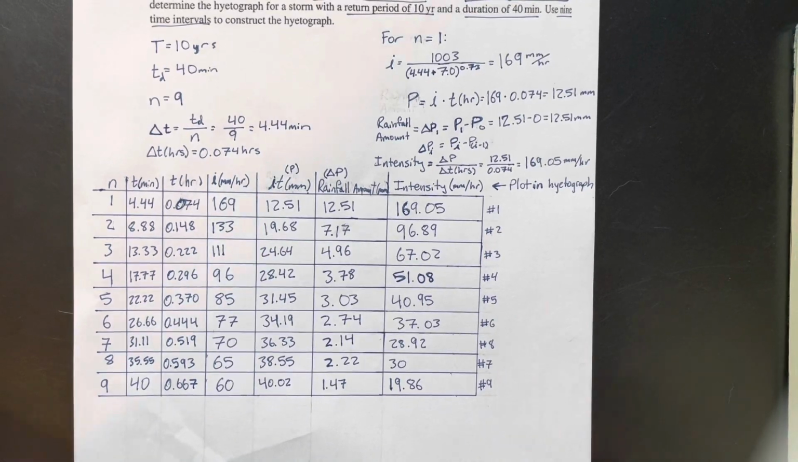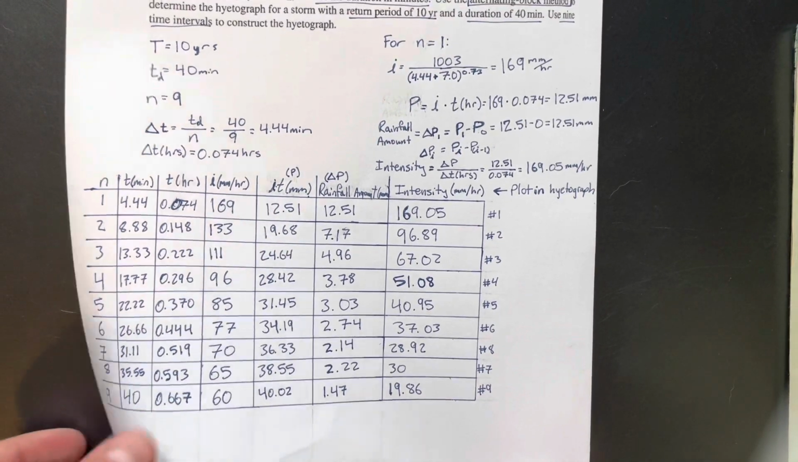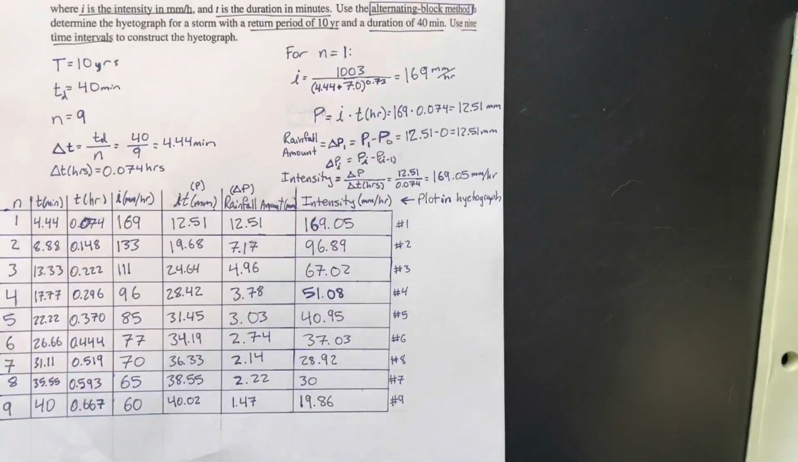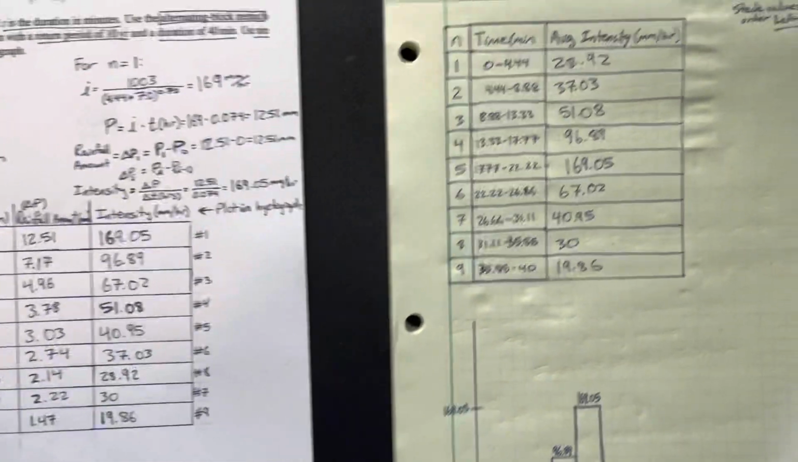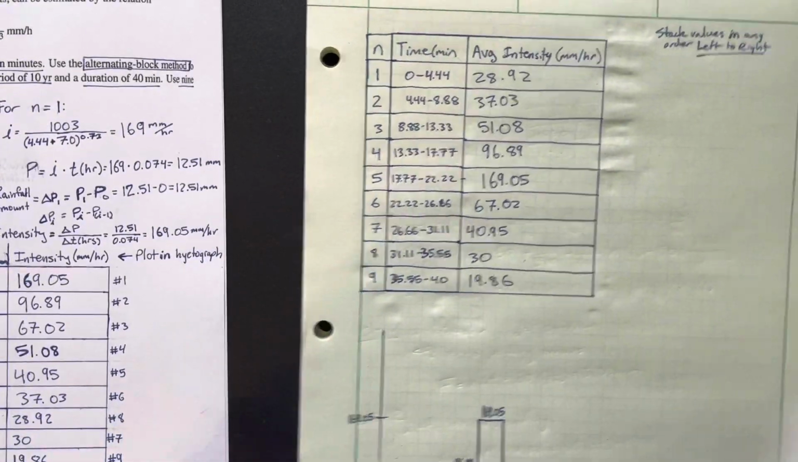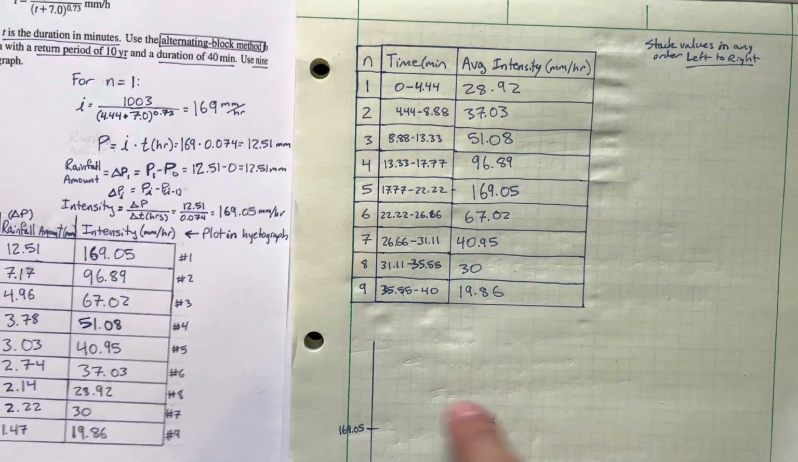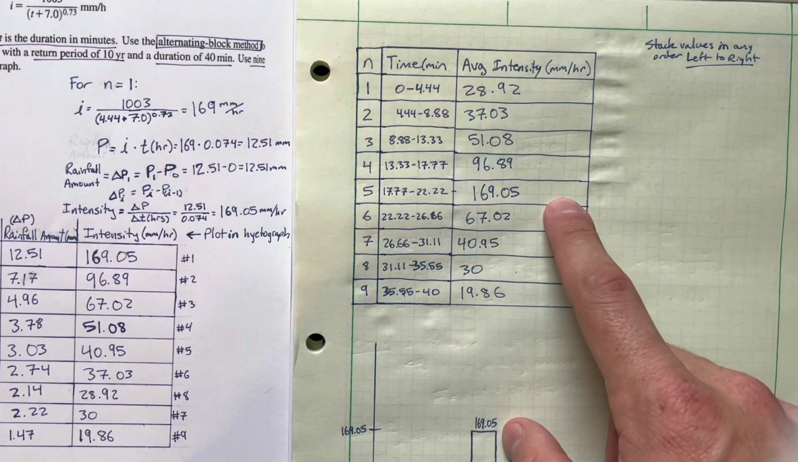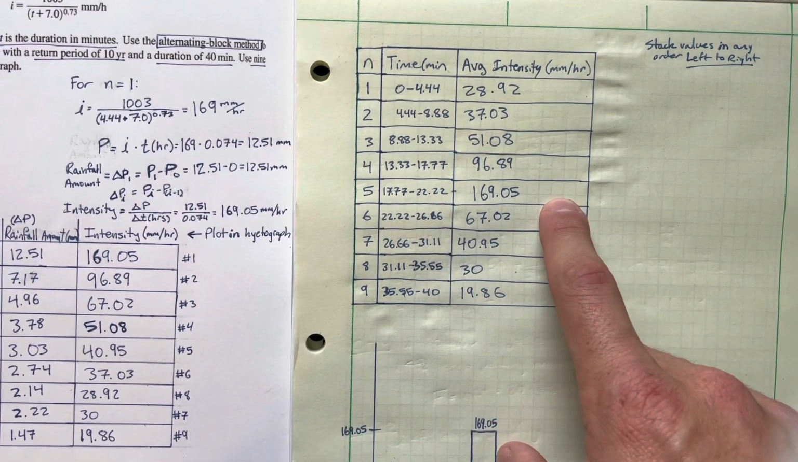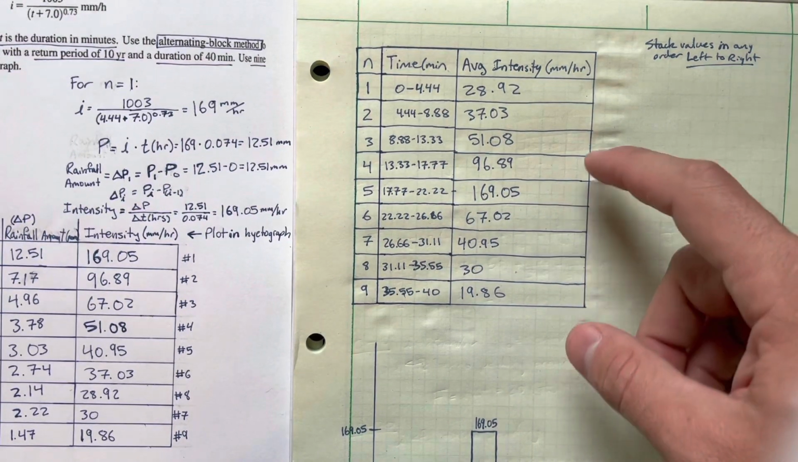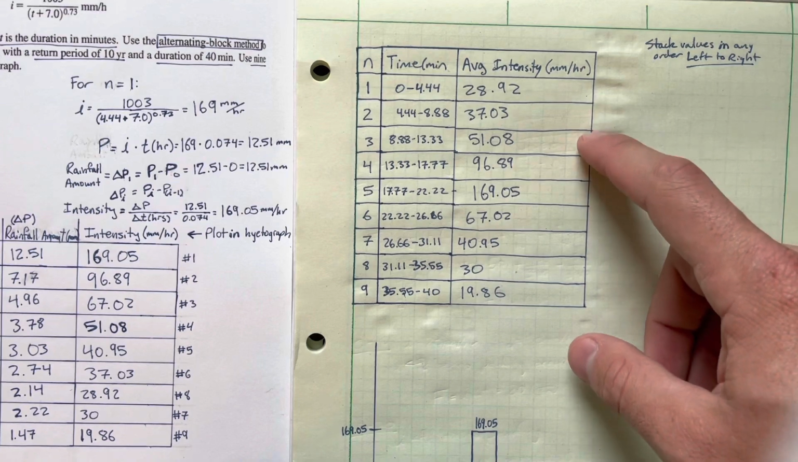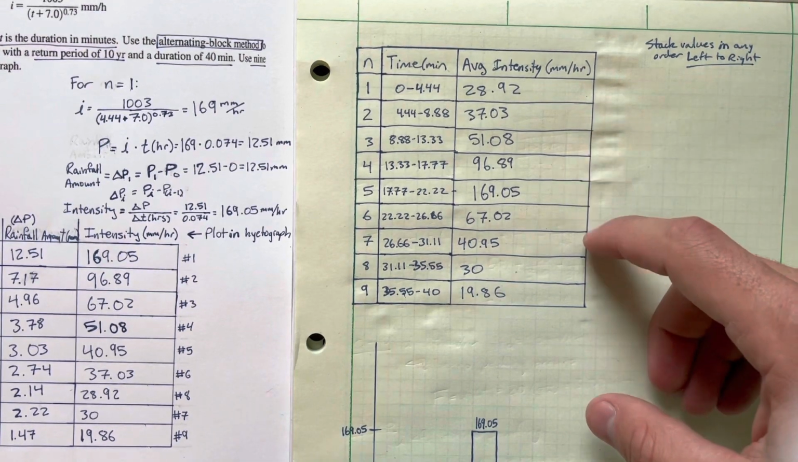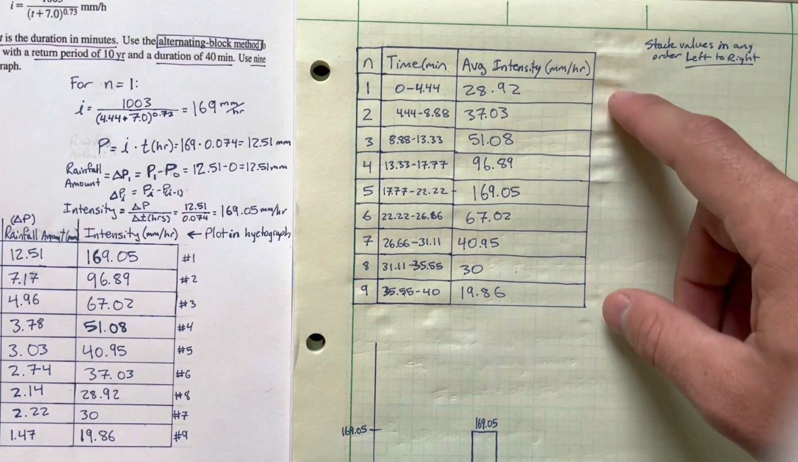Now that you have all of your intensities per time interval, you'll want to plot them in a table, and then you can construct your hyetograph. As you can see here, the highest intensity interval goes directly in the middle of all the intervals. And from there, you can go on either side of the middle interval, plotting the rest of your intensities in descending order.